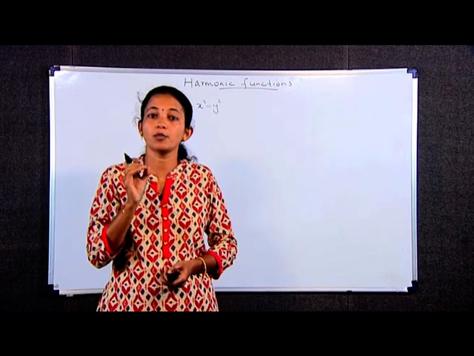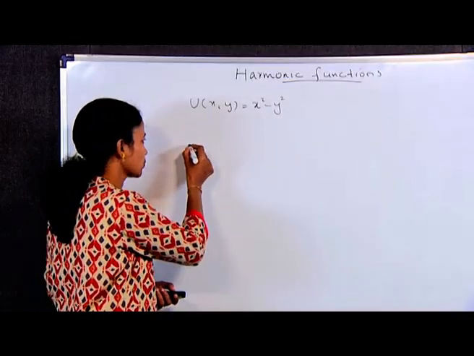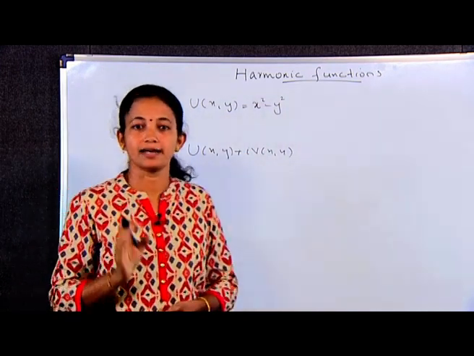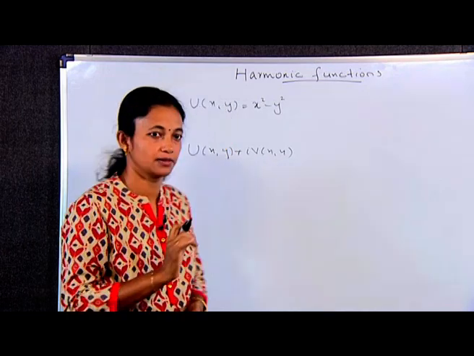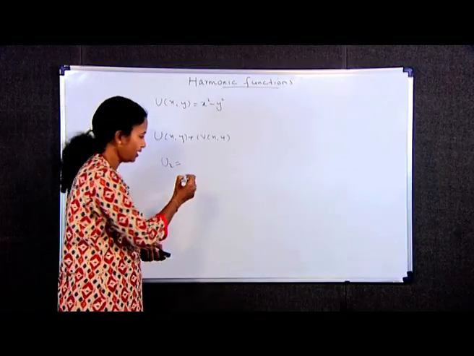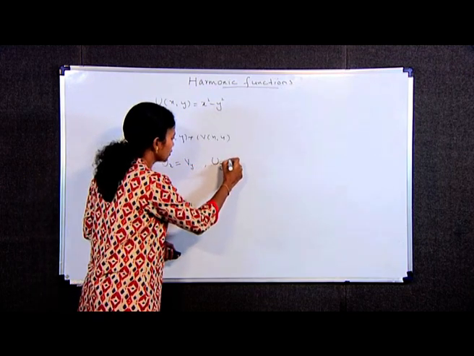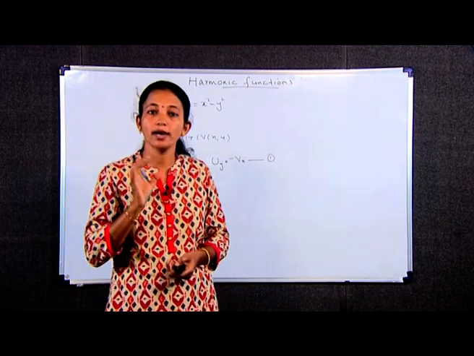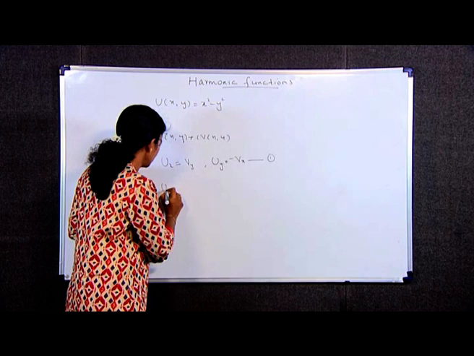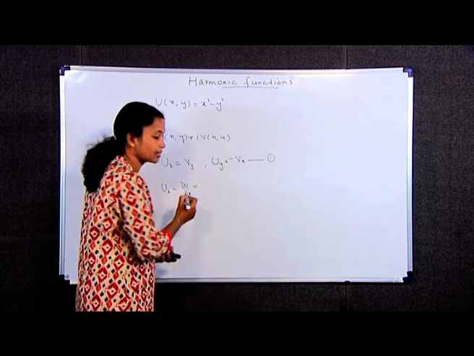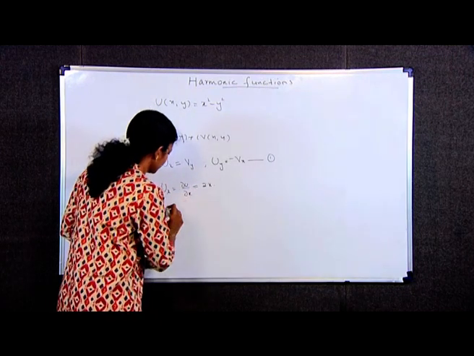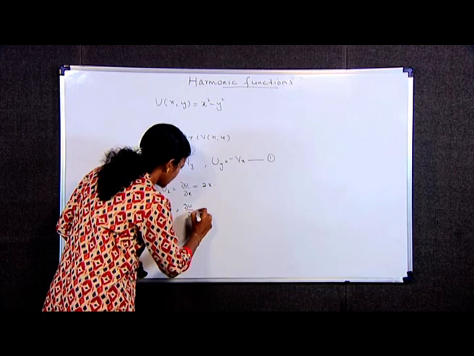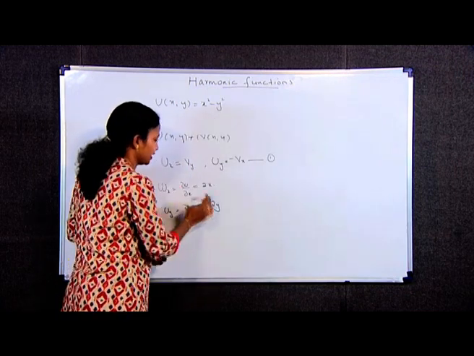If v(x,y) is the harmonic conjugate of u(x,y), then the function u(x,y) plus i v(x,y) must be analytic. Hence, by Cauchy-Riemann conditions, ux is equal to vy, uy is equal to minus vx. Equation number 1. Now, here we have ux is equal to dou u by dou x, which is equal to 2x, and uy is equal to dou u by dou y, which is equal to minus 2y.